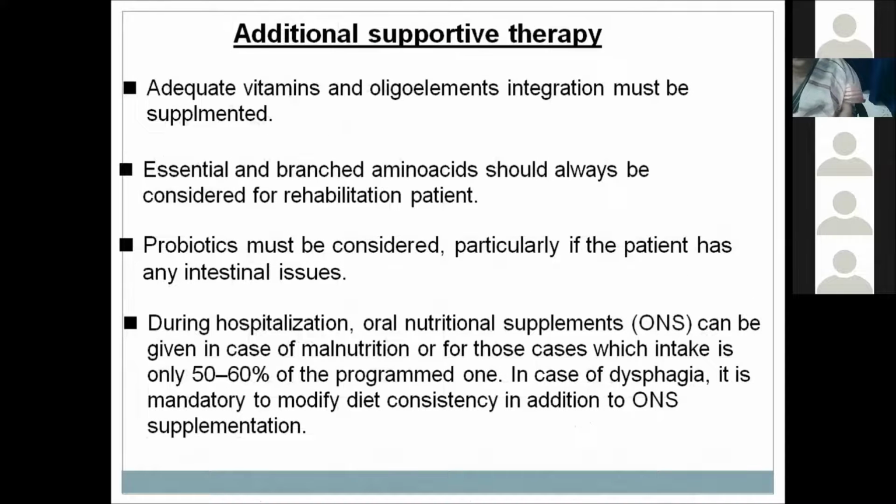Additional supportive therapy: adequate vitamins and oligo elements must be supplemented. Essential and branched chain amino acids should always be considered for rehabilitation patients. Probiotics must be considered, particularly if the patient has intestinal issues. Sometimes patients have some intestinal issues also. During hospitalization, oral nutritional supplements can be given in case of malnourished patients, or if the patient can't have food by mouth properly, then we should give some nutritional supplement also. In case of dysphagia, moderate texture, and fluid intake should be enough.